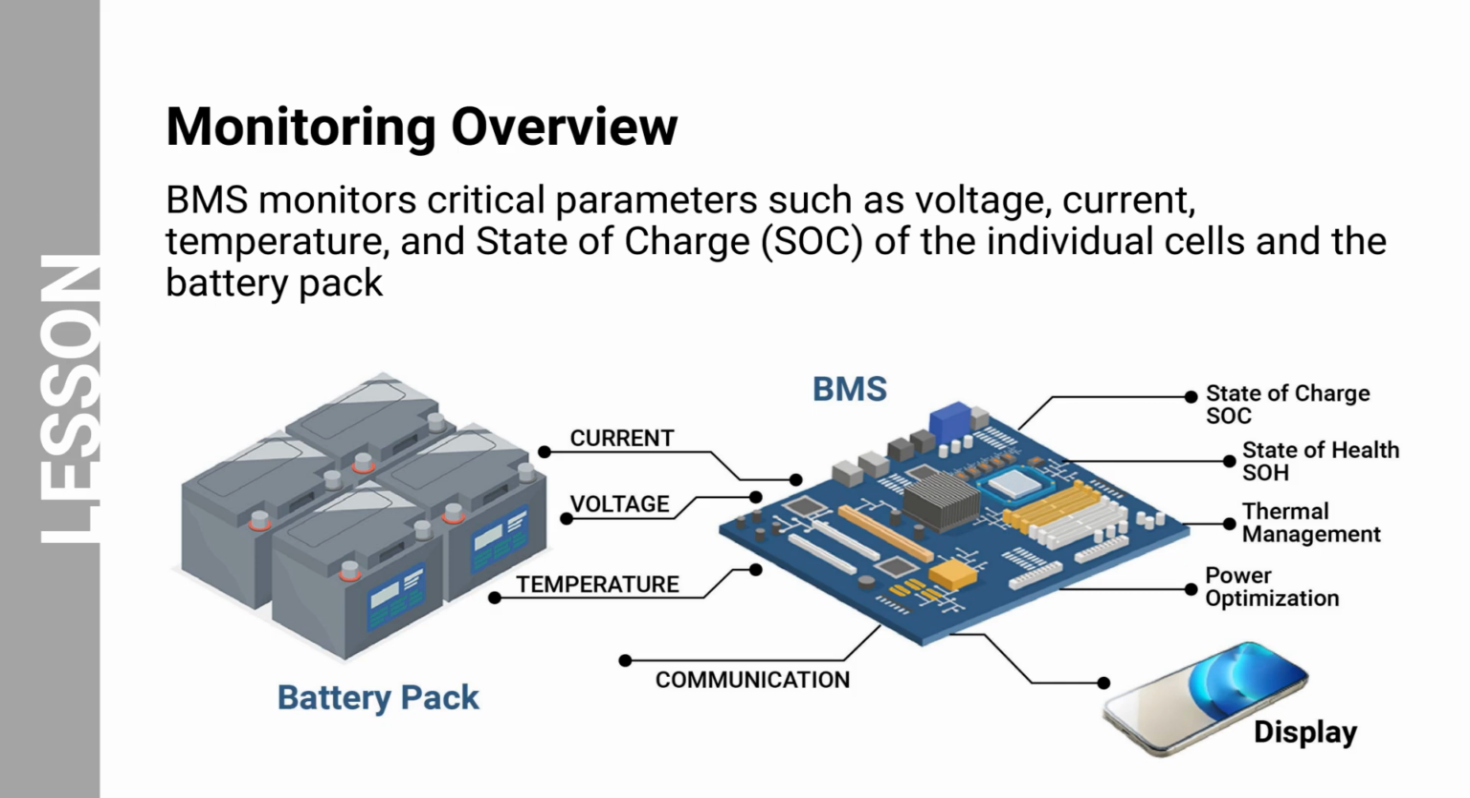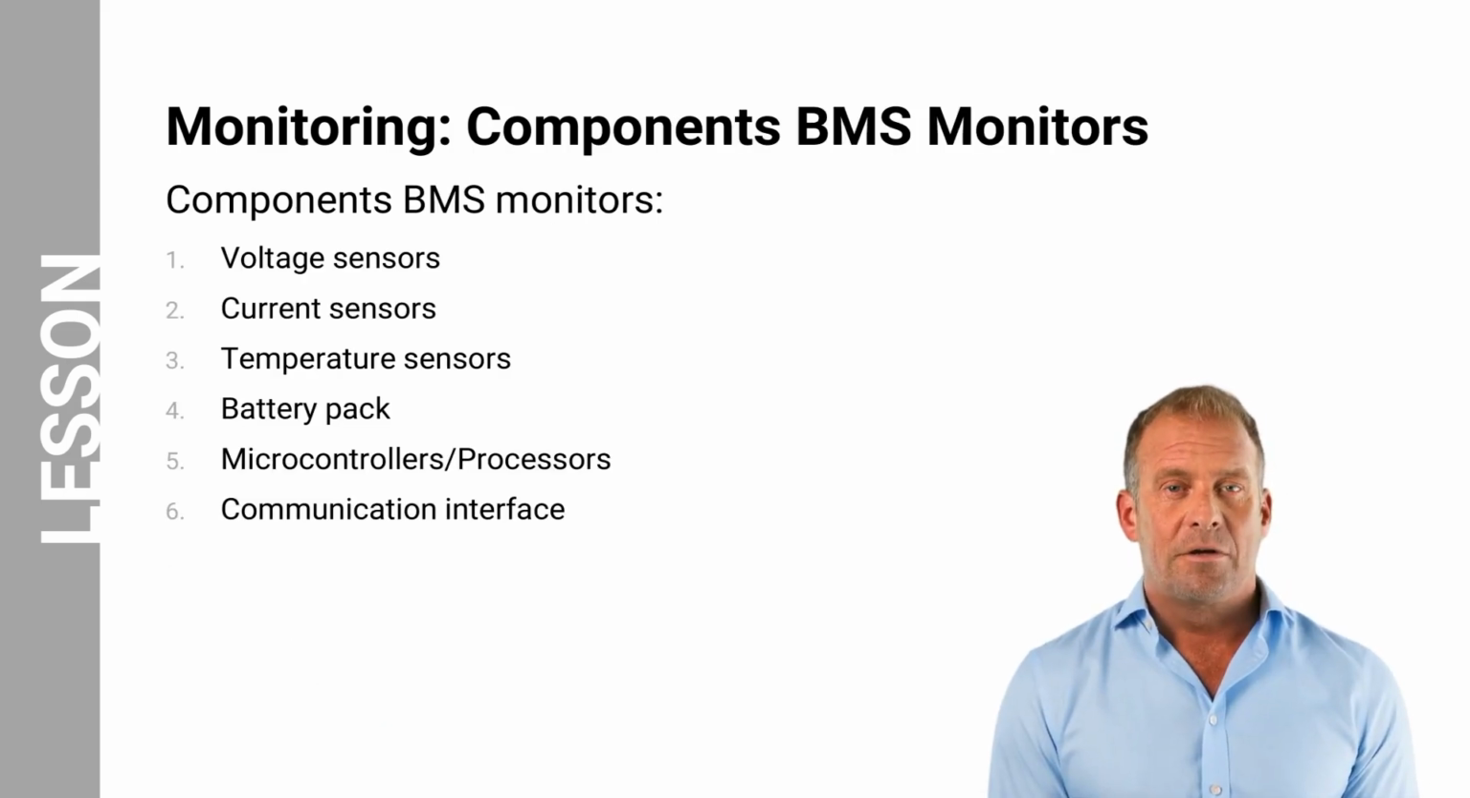The BMS continuously monitors critical parameters such as voltage, current, temperature, and the state of charge, abbreviated as SOC, of the individual cells and the entire battery. The BMS monitors the battery pack, the voltage sensors, the current sensors, the temperature sensors, the microcontrollers or processors, and the communication interface. As we proceed, we will look at each of these components that the BMS monitors.